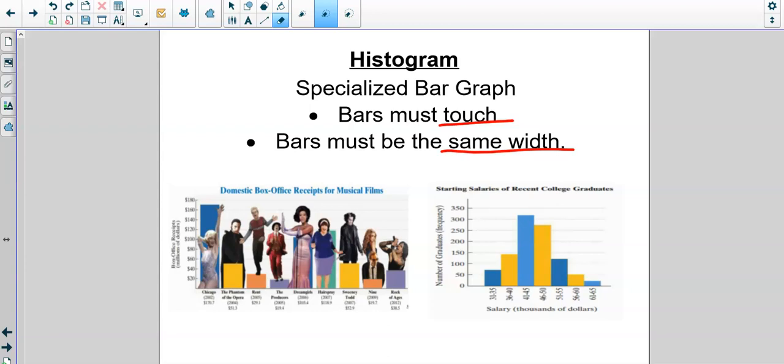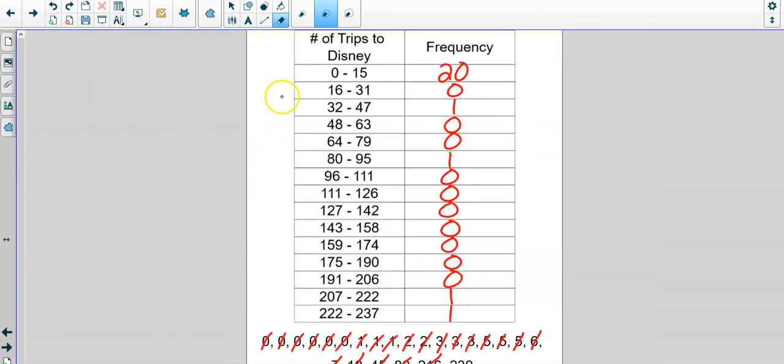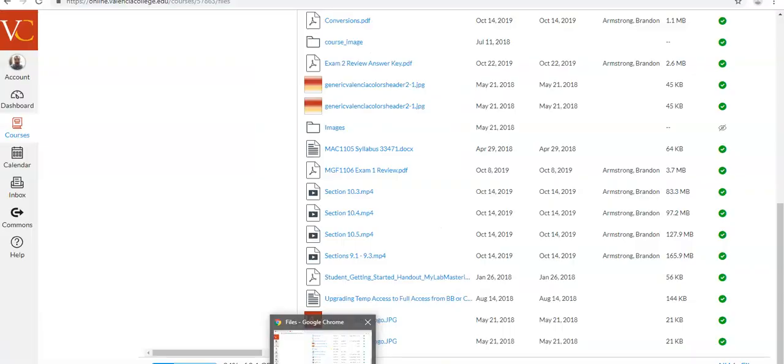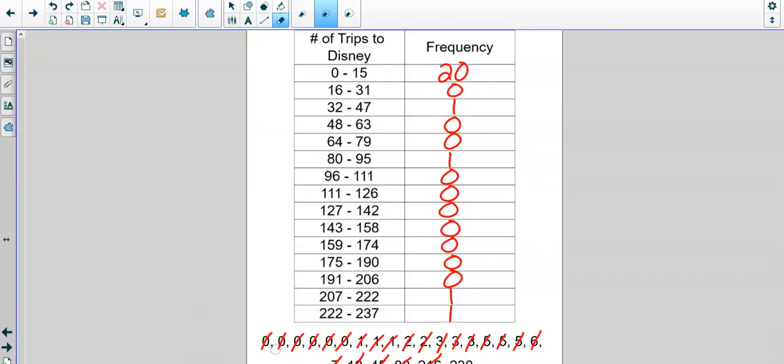You won't have to make your own classes like what we had over here. I did that work for you. The book will do that work for you. They will give you the classes. You just got to fill in the frequencies. Okay?